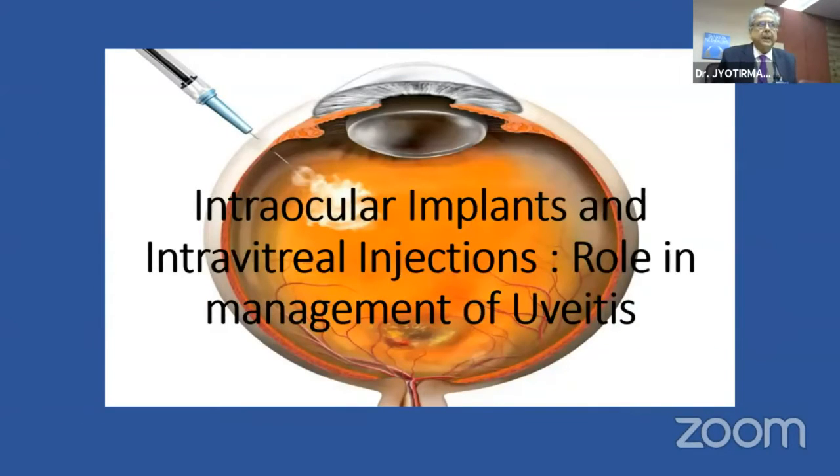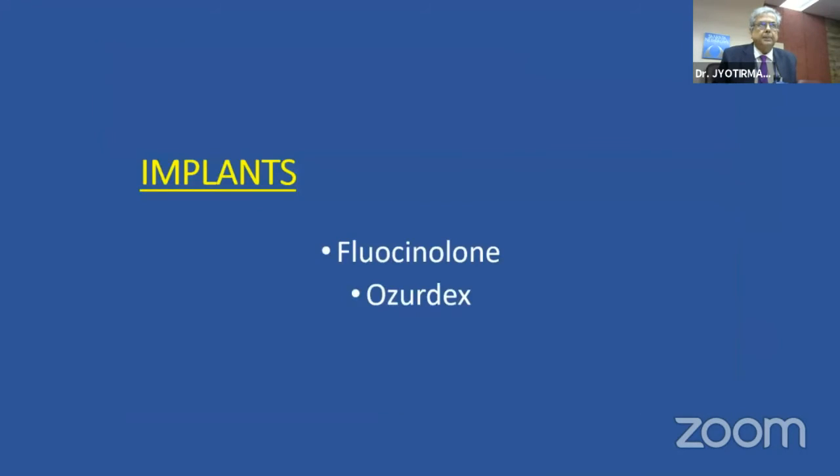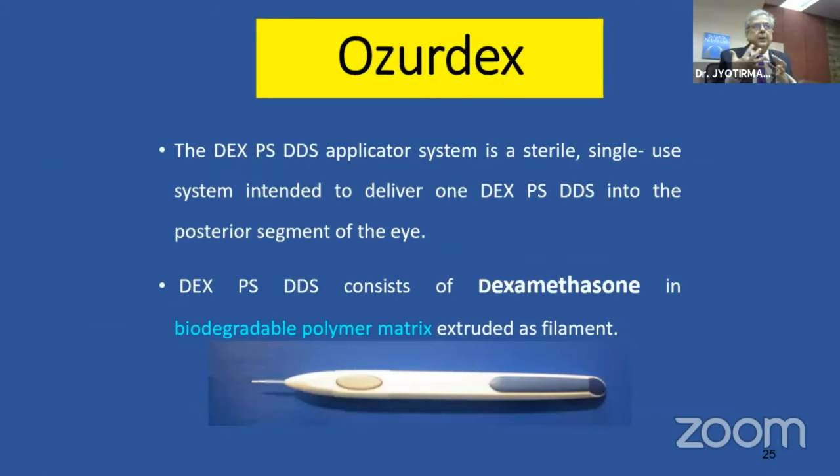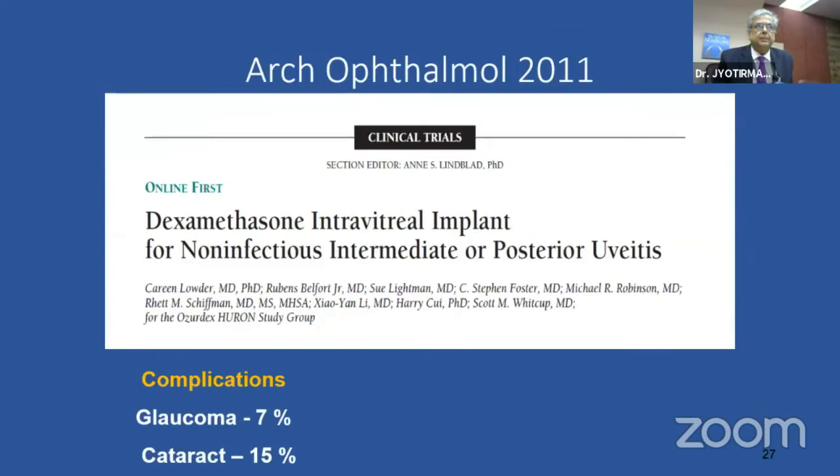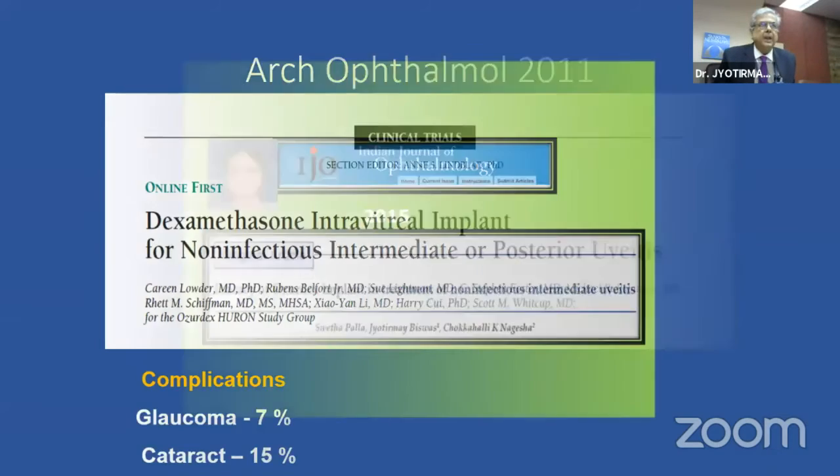Intraocular steroid therapy has come a long way, with intravitreal steroid injection or implant. I am not going to talk about the fluocinolone acetonide injection, which is not used that much, and the Ozurdex implant, which is a biodegradable polymer matrix that extrudes as filaments and floats in the vitreous cavity. It has a very good effect in non-infectious intermediate or posterior uveitis. The complication is, of course, glaucoma, 7%, but the beauty of it is that it can be treated very easily with anti-glaucoma drugs and does not require glaucoma surgery. Cataract is 15%, but is always treatable with cataract surgery.